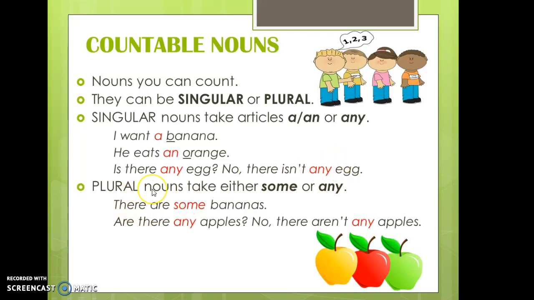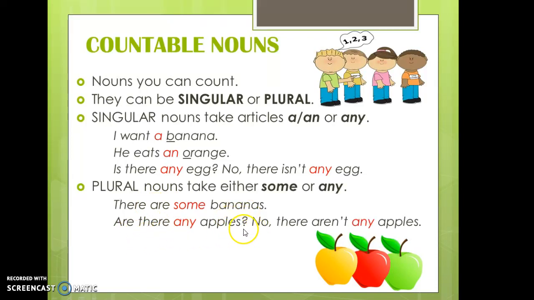In the case of plural nouns, we use either some for affirmative sentences or any for questions and negative sentences. There are some bananas. We have a plural noun, so we put some before because it's an affirmative sentence. In questions, are there any apples?